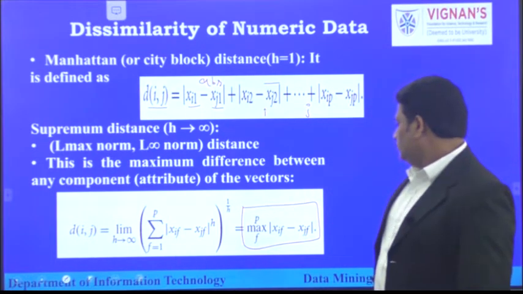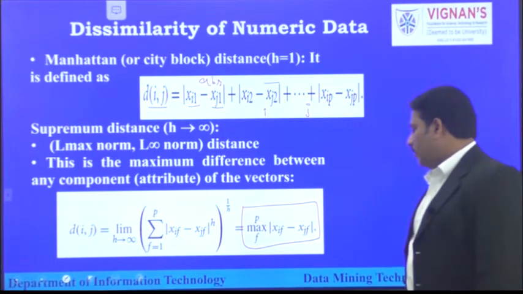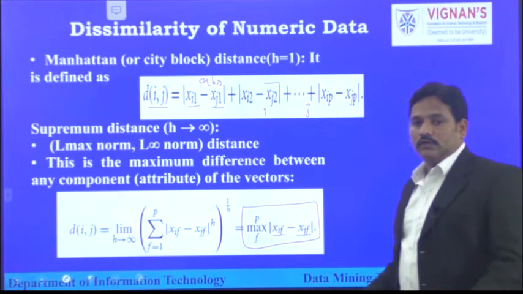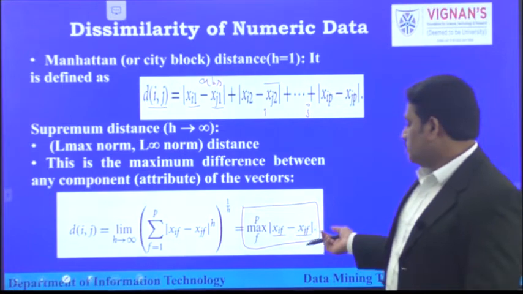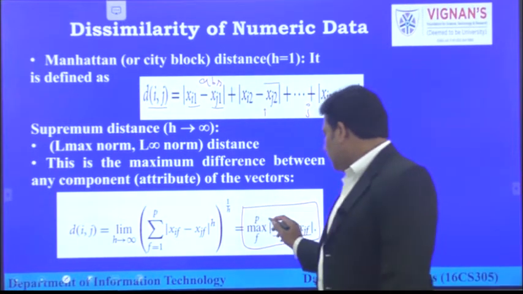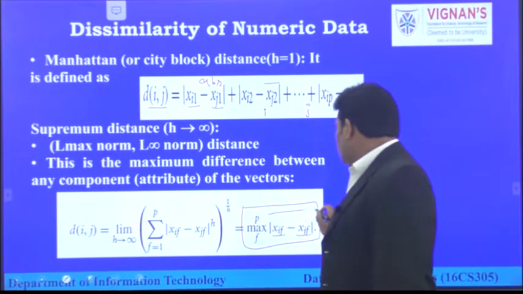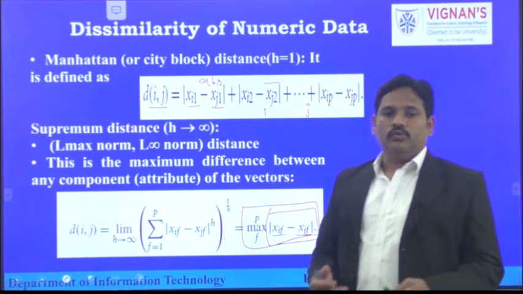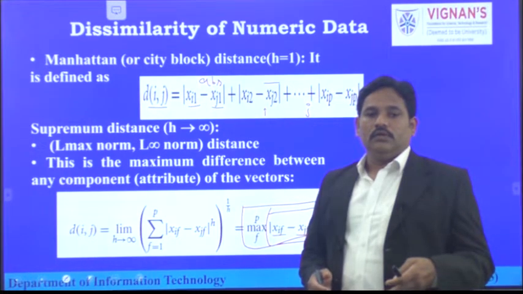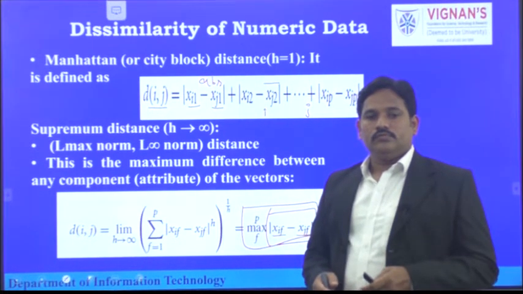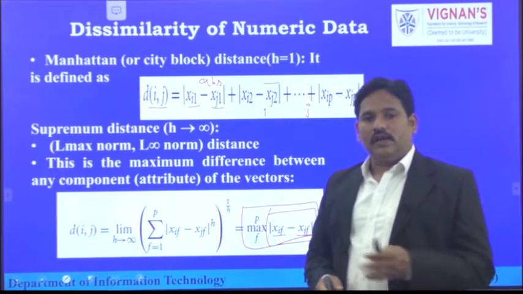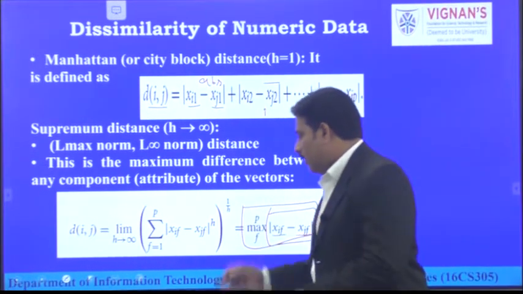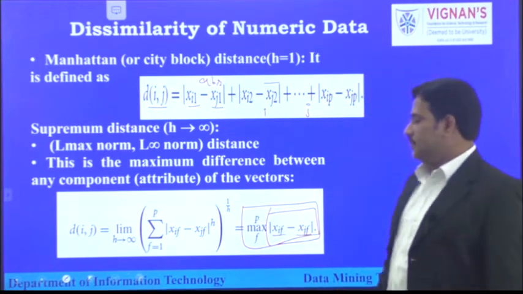Take the maximum function of x_if minus y_jf. That means repeat the process and take the maximum value of this difference. When we took the difference between the first two values, repeat the process for all the n values, and whichever gives the maximum value, we take that maximum value as the supremum distance.